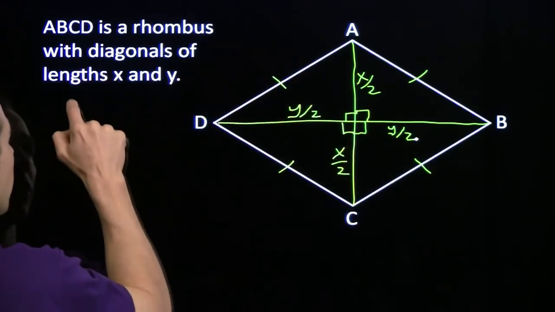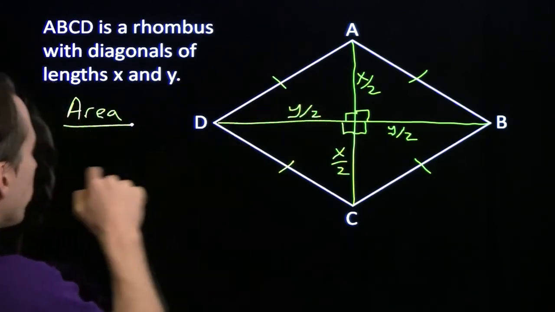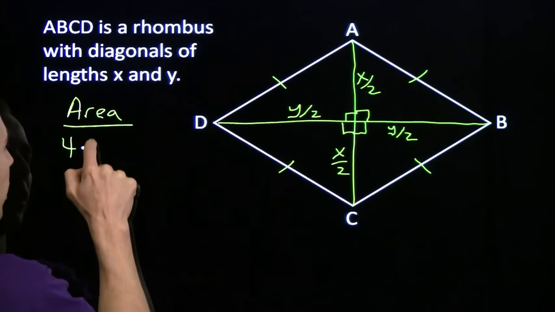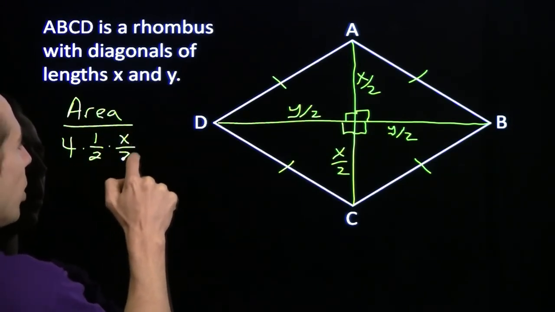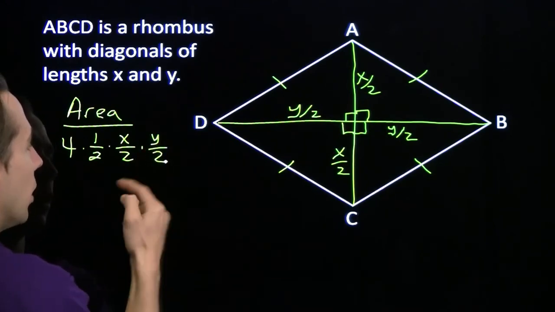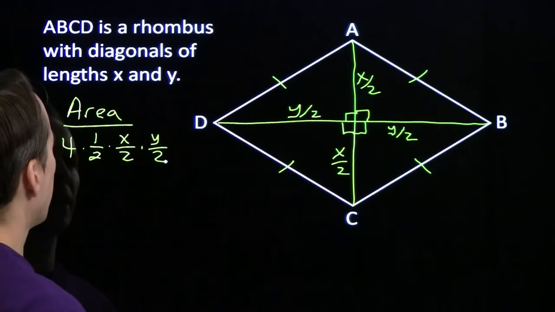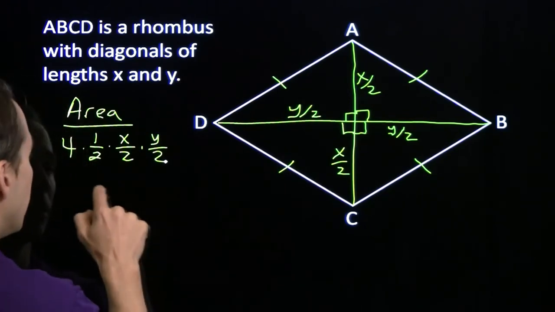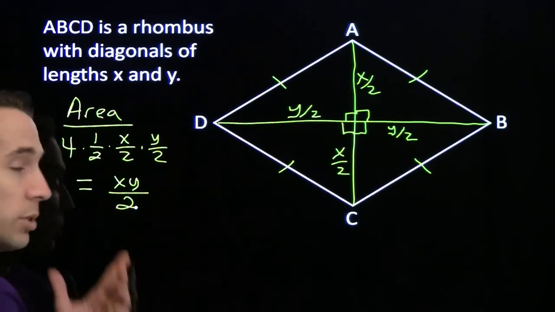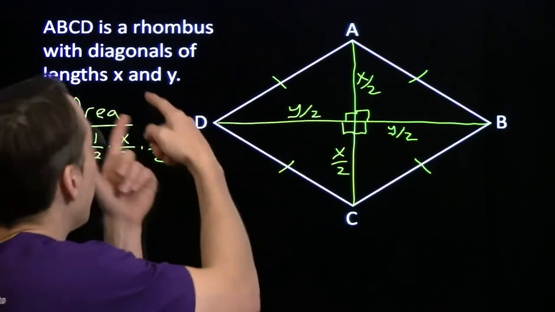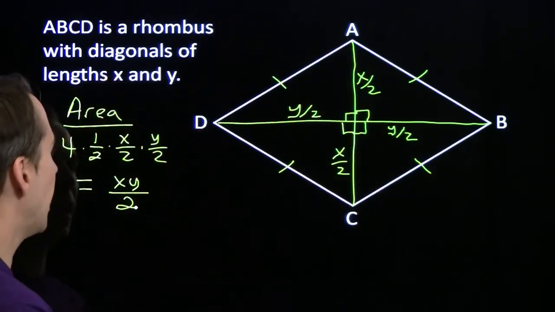So we can find the area of the rhombus. The area is just 4 times the area of one of these little right triangles. The area of one of these little right triangles is 1/2 the product of the legs. Legs are x over 2 and y over 2. 4 times 1/2 is 2. 2 times x over 2 is just x. x times y over 2 is just xy over 2. So the area of a rhombus is 1/2 the product of its diagonals.